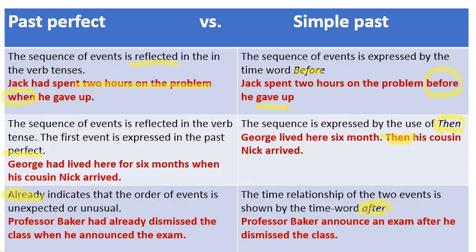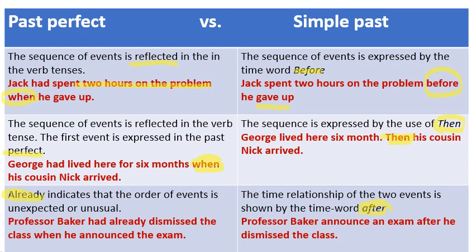Like I said earlier, because when does not show which action happened before the other, therefore we need to make one of them in the past perfect. If you have then, it's okay. You can use both of the two actions in the past. You don't have any problem because then shows which action happened before the other. George lived here for 6 months. Okay, then his cousin Nick arrived.